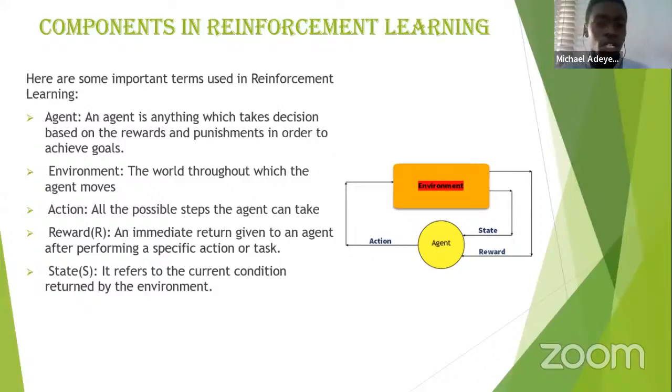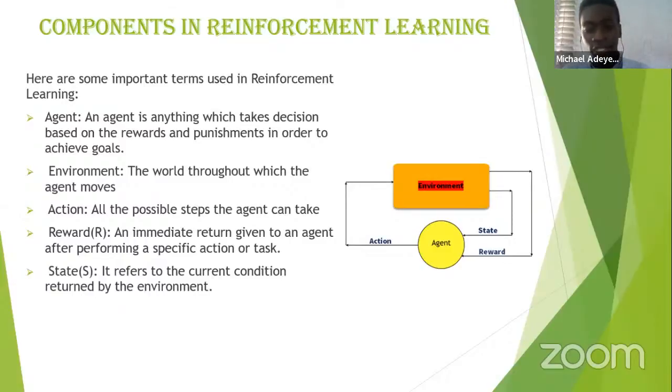Now, reward. Reward is an immediate return given to an agent after performing a specific action or task. Sometimes the reward is given when the agent takes a step, but there are times that the reward is actually given at the end, after completing a specific task. That is when the agent gets a reward.